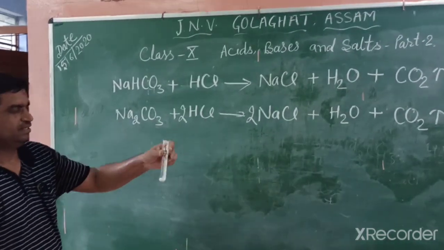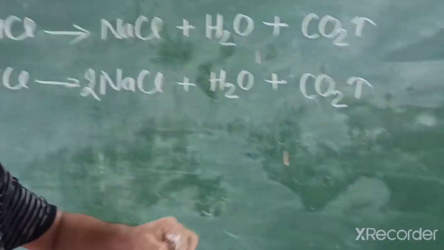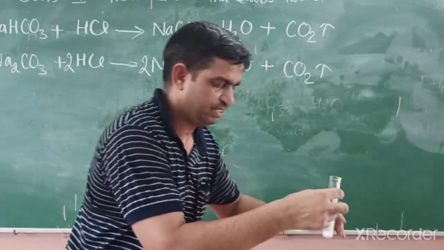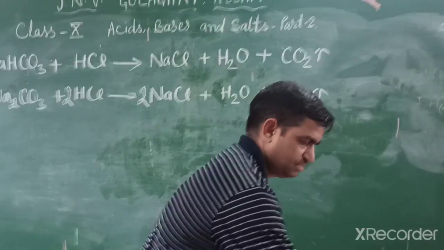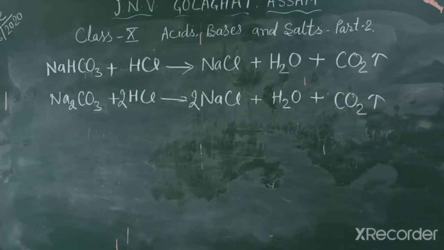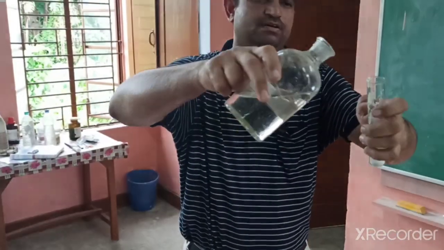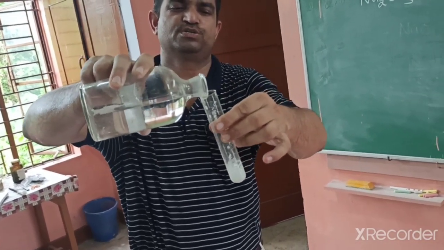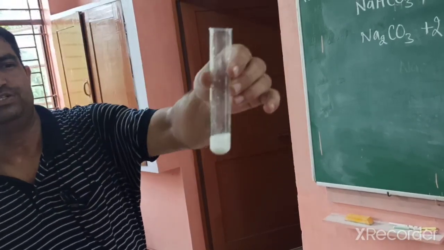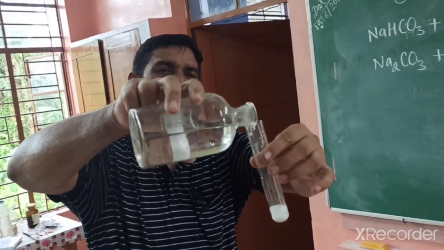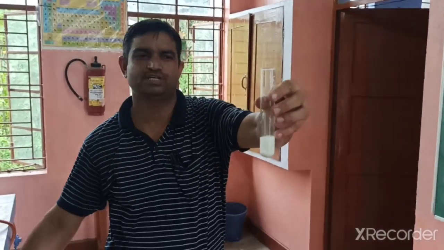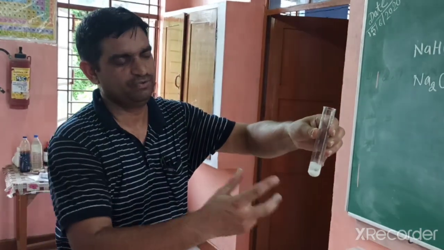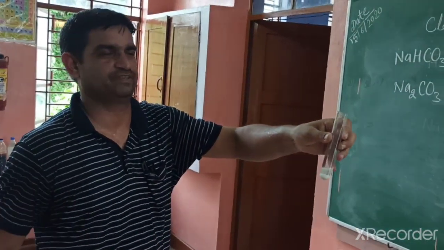For example, in a test tube we take sodium carbonate, and we mix some acid, dilute HCl. And when I put this dilute HCl, a lot of gas is released with effervescence. Very fast gas release. This gas is carbon dioxide. But how can we find out the released gas is carbon dioxide?